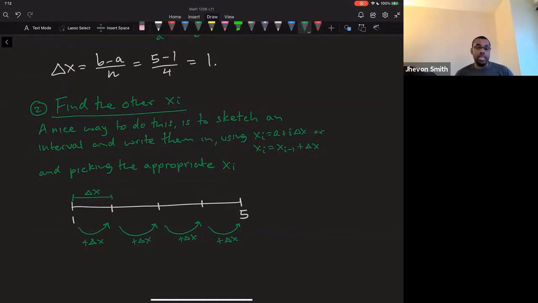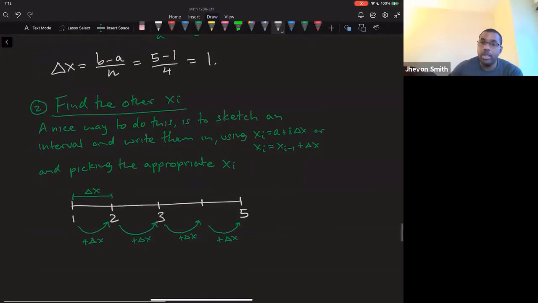So in this case, our delta x was 1. So I'm going to start at 1, then I'm going to add 1, right? And that's going to get me 2. 1 plus 1 is still 2 even in calculus. How do I get the next guy? Start at 2 and add delta x. Delta x is 1. 2 plus 1, 3. How do I get the next guy? Start at 3, add delta x. 3 plus 1, 4. So now you'd fill out all the guys on the subintervals.